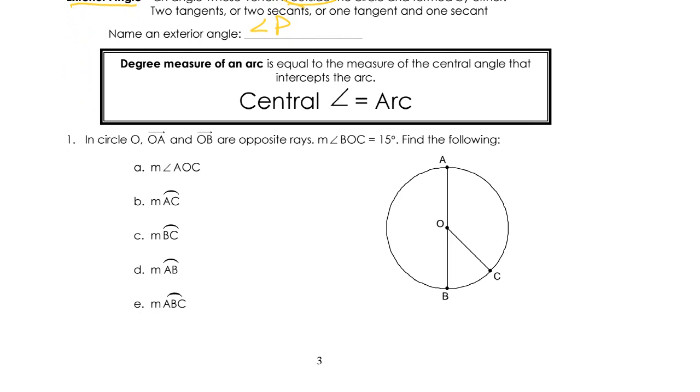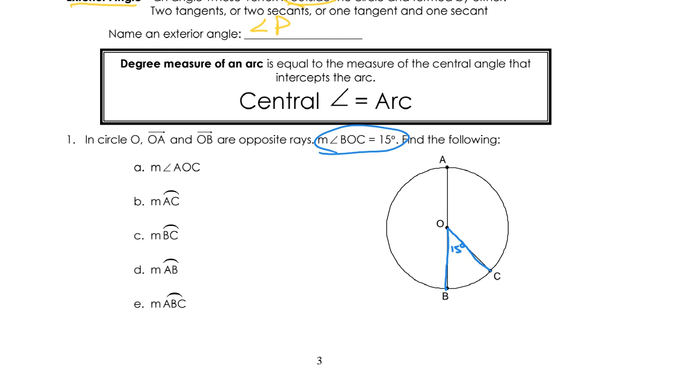And we're going to talk about our first angle, which is the easiest one of the 4 angles we're going to talk about. And this is the central angle. It says in circle O, we have OA and OB are opposite rays. So OA goes up, OB goes down. Those are opposite rays. And it says that the measure of angle BOC is 15 degrees. So angle B to O to C, this angle inside there is 15 degrees. And they want us to find the following. First off, the measure of angle AOC.